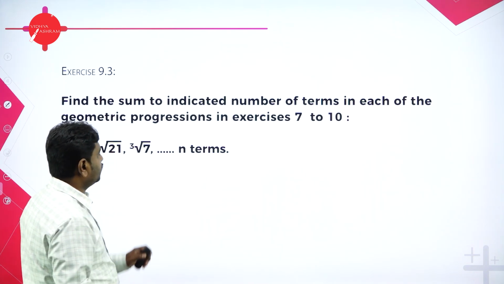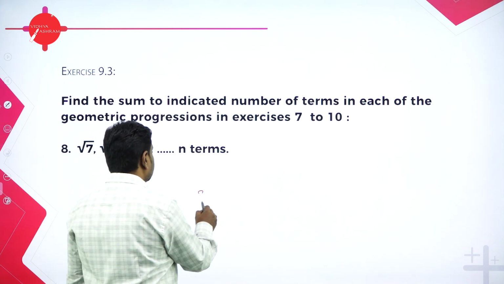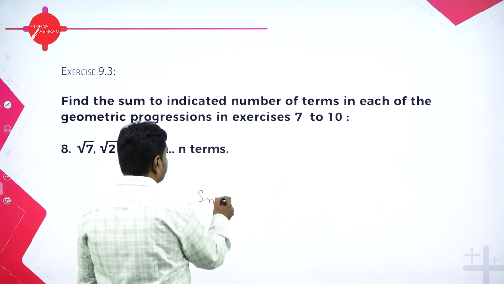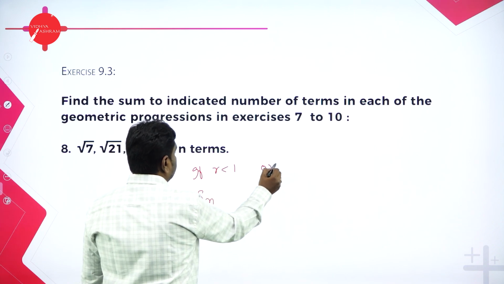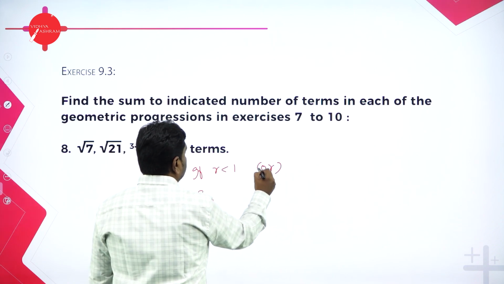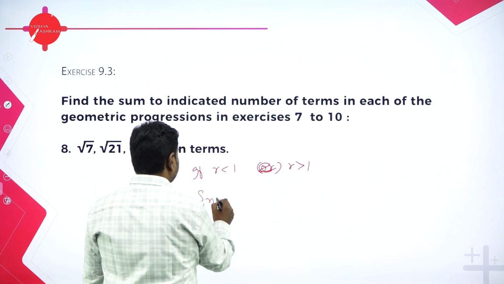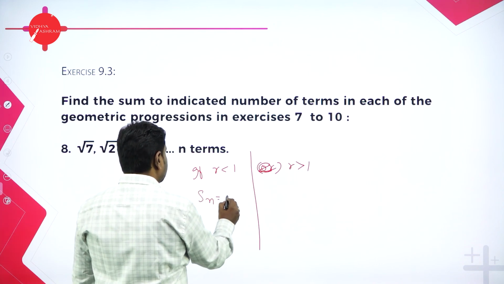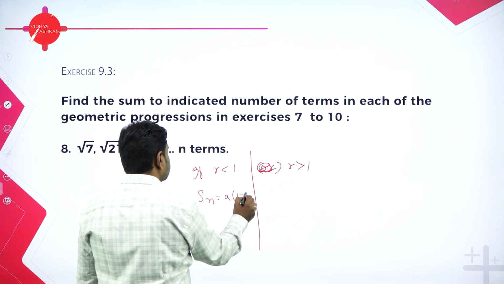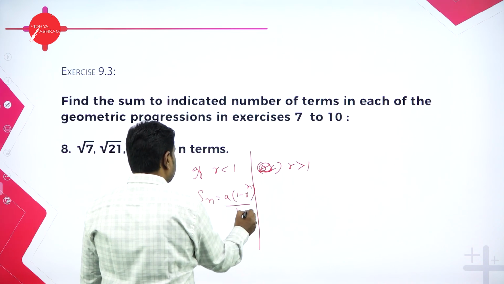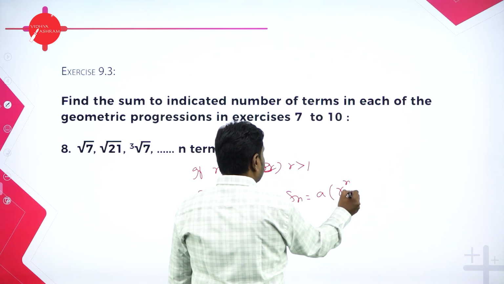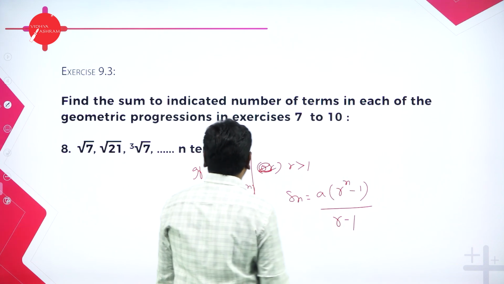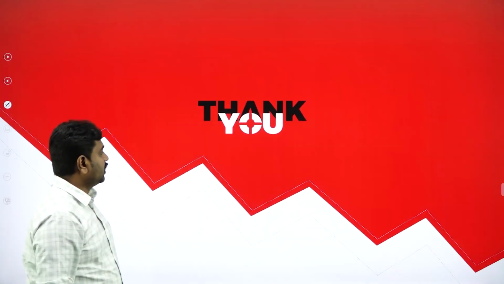So the same task you can do using the Sn formula. Sn has two cases depending on R: if R is less than 1 or R is greater than 1. What is Sn when R is less than 1? A into 1 minus R power n by 1 minus R. If R is greater than 1, Sn is A into R power n minus 1 by R minus 1. Use the relevant formula and solve these problems and complete the task.